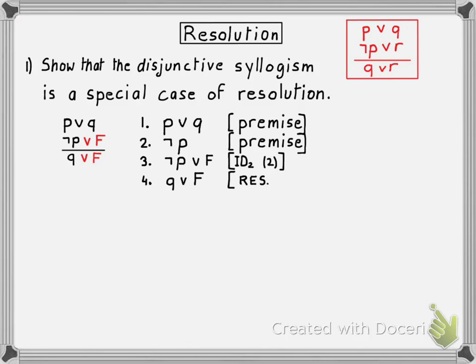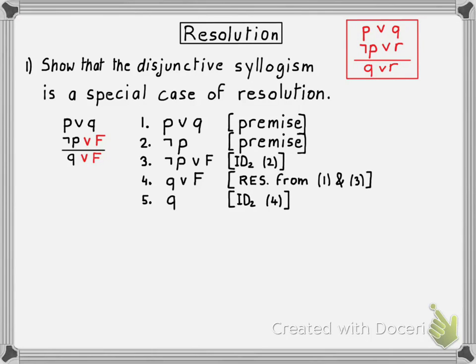From there, we can infer Q or false by applying the rule of resolution on propositions 1 and 3. And finally, we can infer the proposition Q by applying again the second law of identity to proposition number 4, and thereby dropping the disjunction with false. So in conclusion, the disjunctive syllogism is just a special case of resolution.